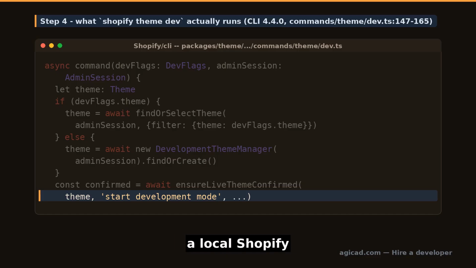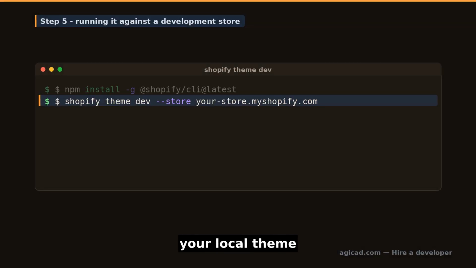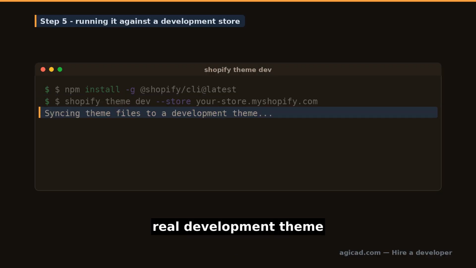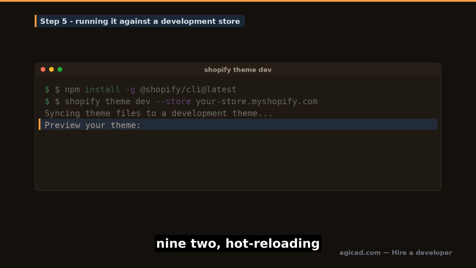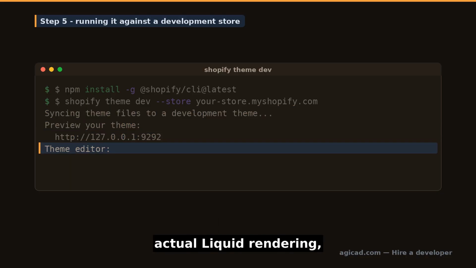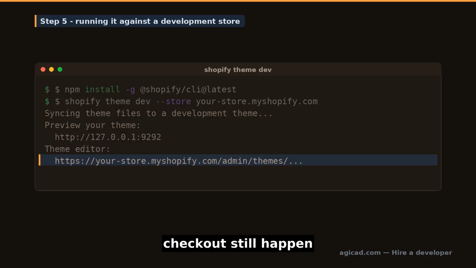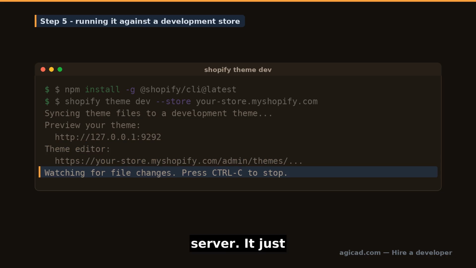Here's that command actually running. Shopify Theme Dev syncs your local theme directory to a real development theme on your store, then serves a local preview on port 9292, hot reloading CSS and section changes as you save files. That local URL is a proxy. The actual Liquid rendering, cart logic, and checkout still happen on Shopify's own closed source platform. The CLI never becomes a local Shopify server. It just gives you a fast feedback loop against the real one.